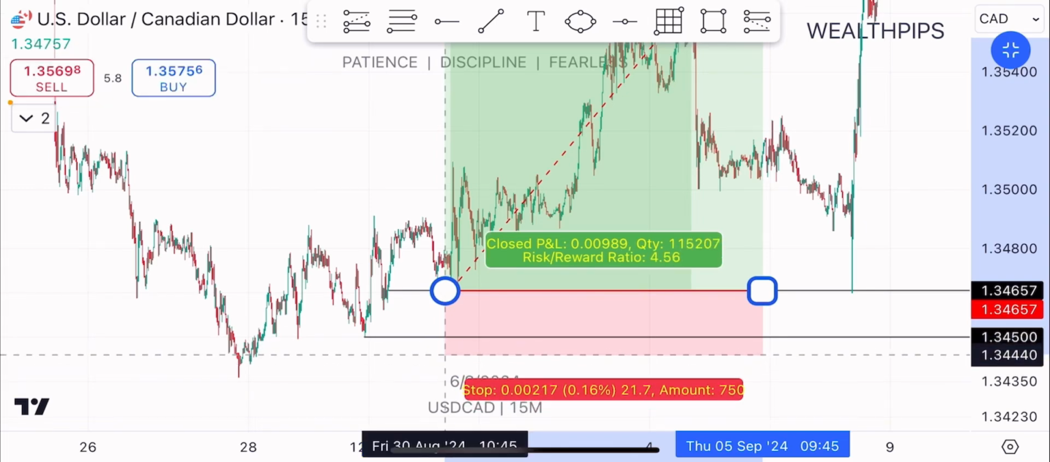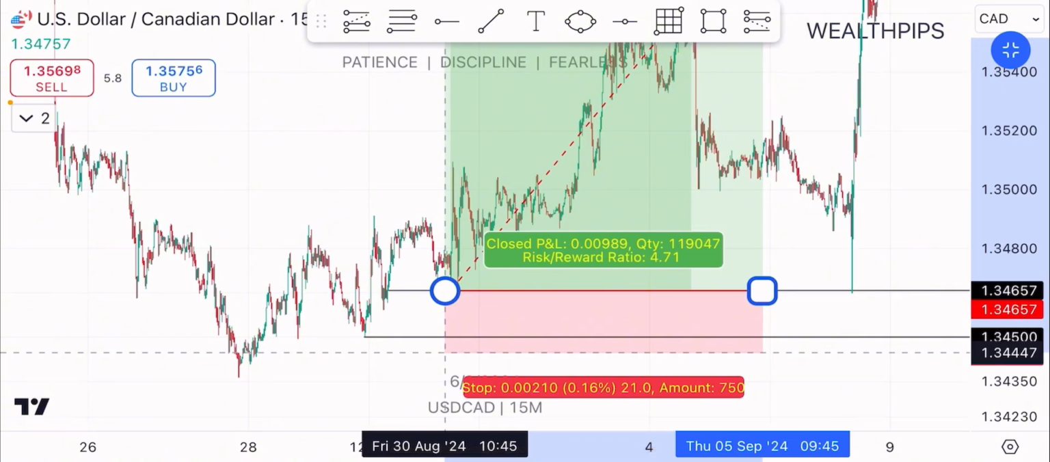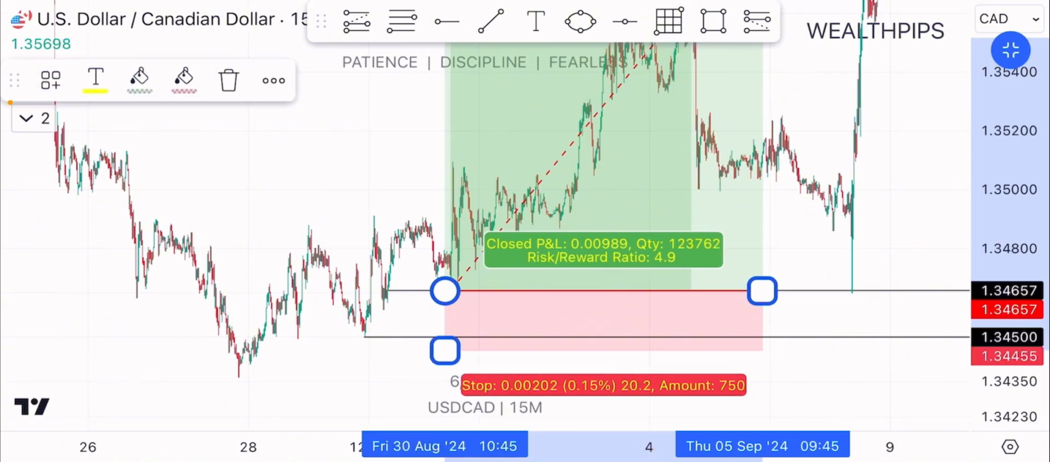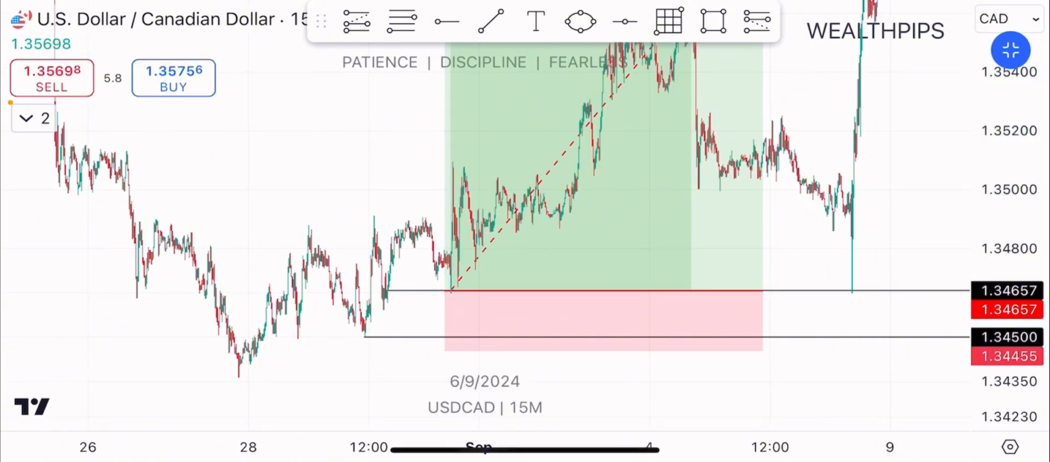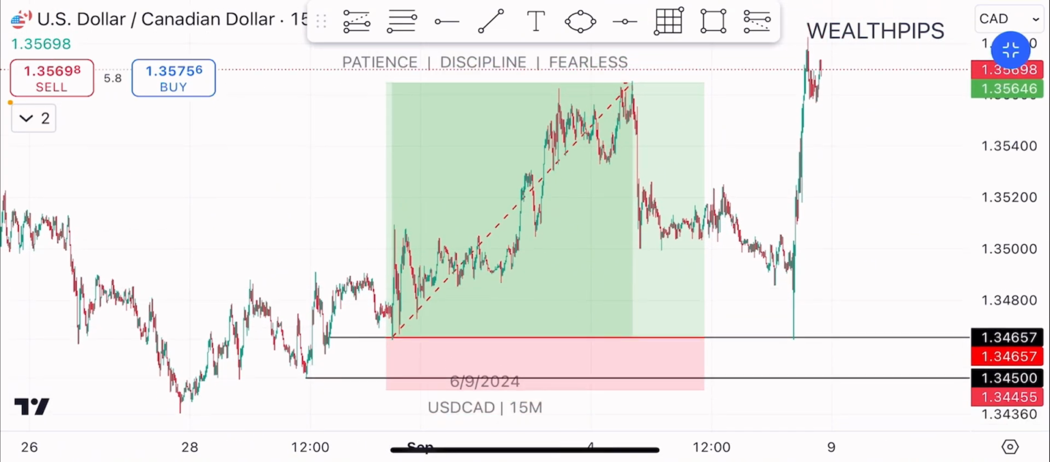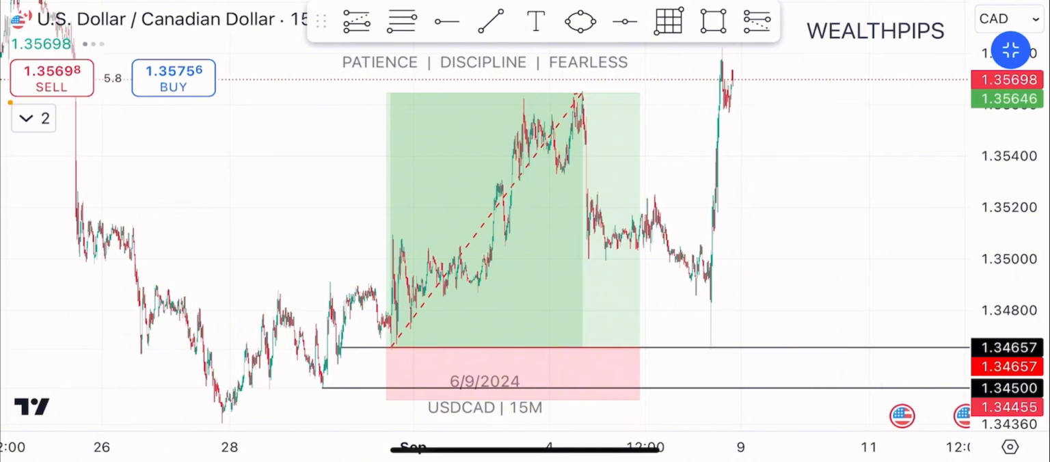I always use the 20 pip stop loss, and this 20 pip stop loss will be below the previous low. Okay, and this is how I caught my 100 pips, and this is how simple the strategy is.